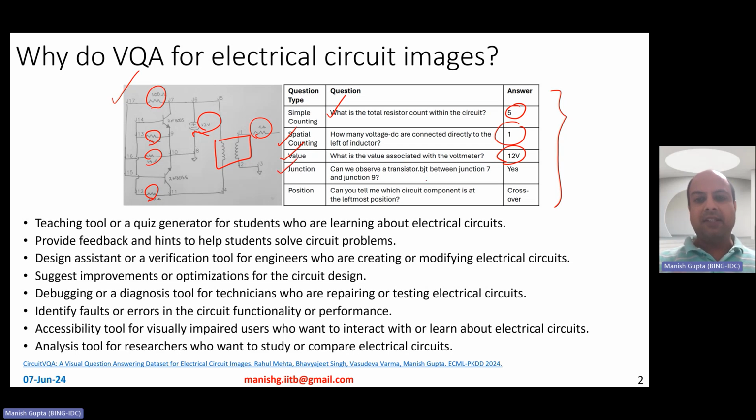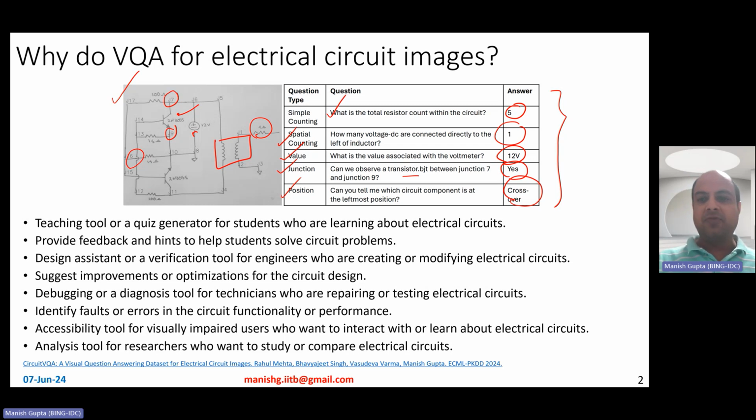Can we observe a transistor.BJT, a special kind of a transistor, between junction 7 and junction 9? I need to figure out where is junction 7, and junction 9. So what is the question again? Can we observe one? Yes, there is a transistor. And then, can you tell me which circuit component is at the leftmost position? Here there are some crossovers going on in the leftmost position. So crossover is that. Those are the kind of questions which I call visual question answering for electrical circuit images.